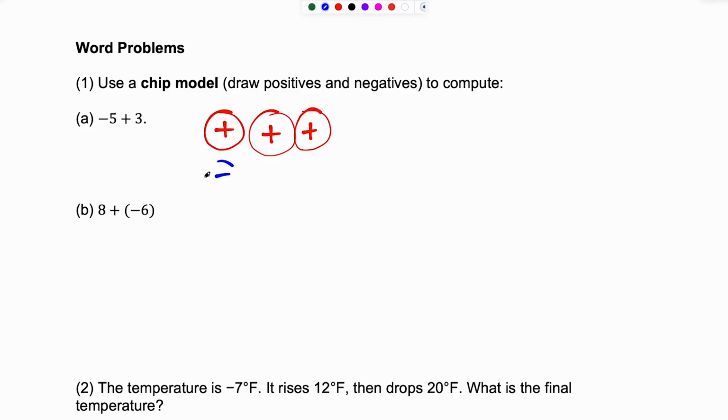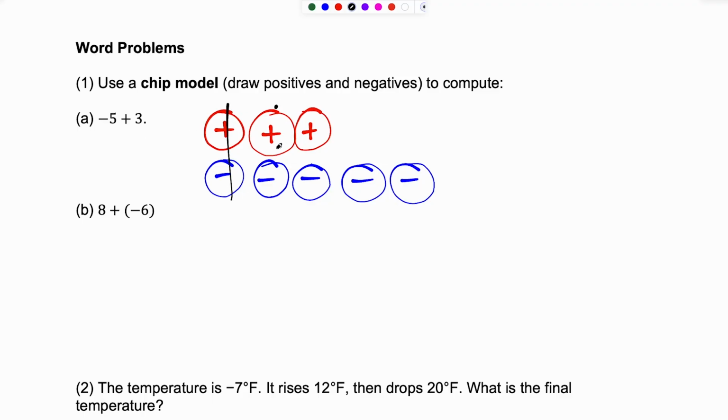Okay, so we're going to have 5 negatives. And I'll try to draw them like this where they're lining up nicely. So we do this, and what happens is when you have a positive chip and a negative chip, they just cancel each other out. Okay, so this is modeling -5 plus 3. So these cancel out, this pair cancels out, and we have 2 negatives left, which is why we could say -5 plus 3 equals -2.